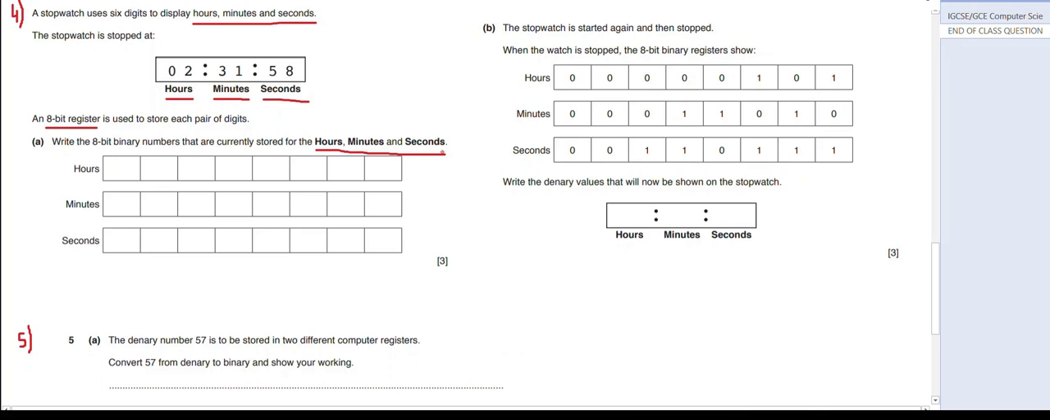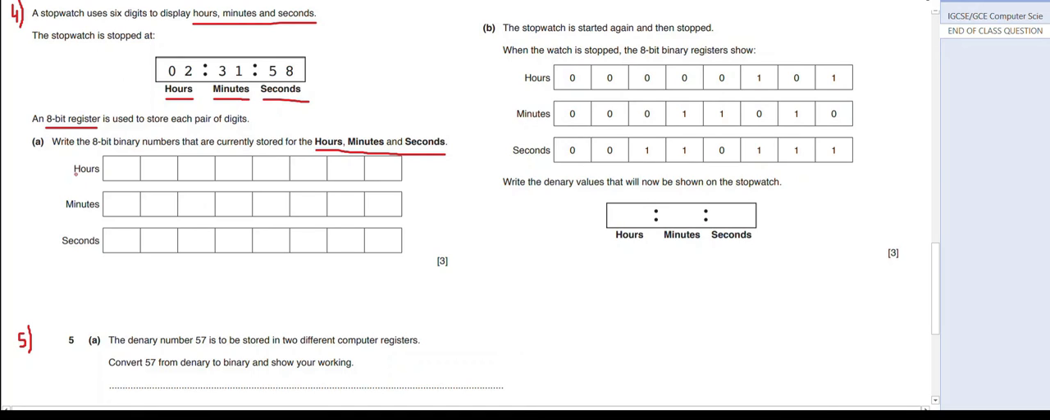Now, I have already told you before that denary numbers are normal numbers which humans use. So this 2, this 31, this 58 are denary numbers. And now we are asked to write them in binary numbers. So simply we have to convert from denary to binary, right?